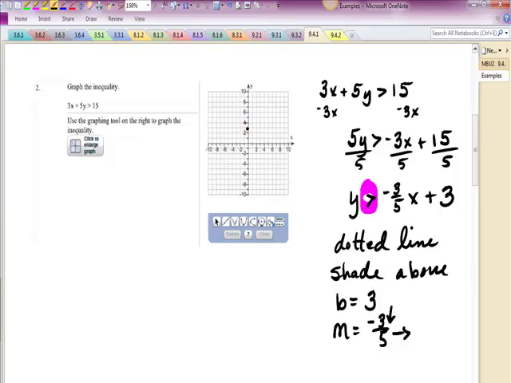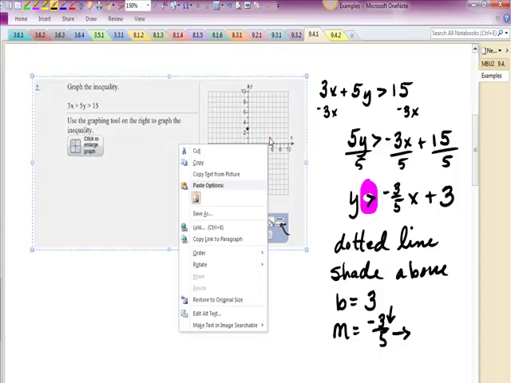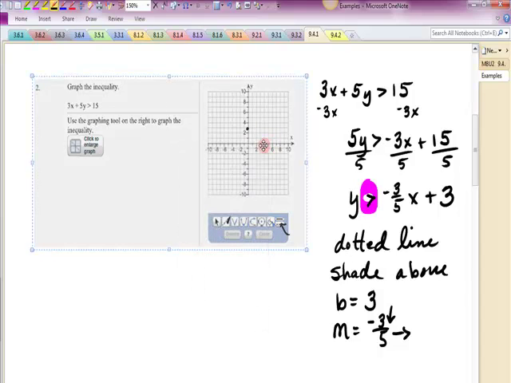There we go. And remember, I'm using the line drawing tool right now, and I want a dotted line. So I began at 3, then I go down 3, right 5. That'll give me another point. A dotted line will form between those. Please forgive my crooked line.